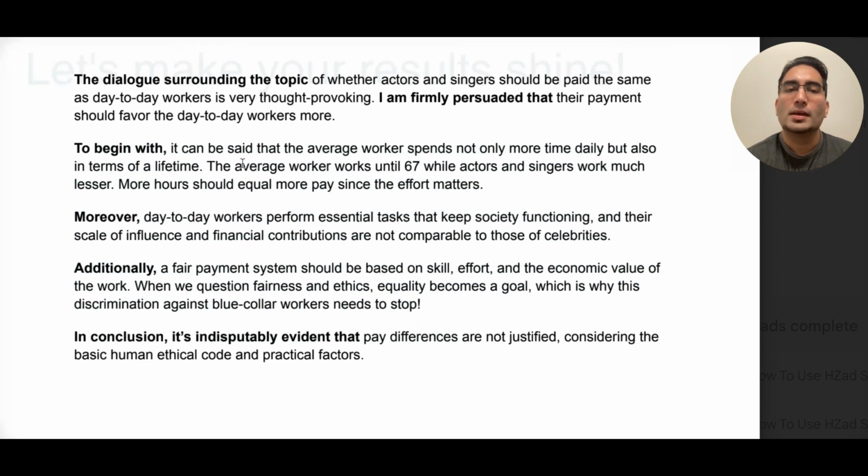To begin with, it can be said, and again, that passive voice, which you should use as much as possible to keep a combination, can be said that the average worker spends not only more time daily, but also in terms of a lifetime. The average worker works until 67, while actors and singers work much less. More hours should equal more pay since the effort matters. Point 1, and again, you can see we're just focused on one point and expanding that. We don't say multiple things in one point. We fully define it and then we move to the other point.